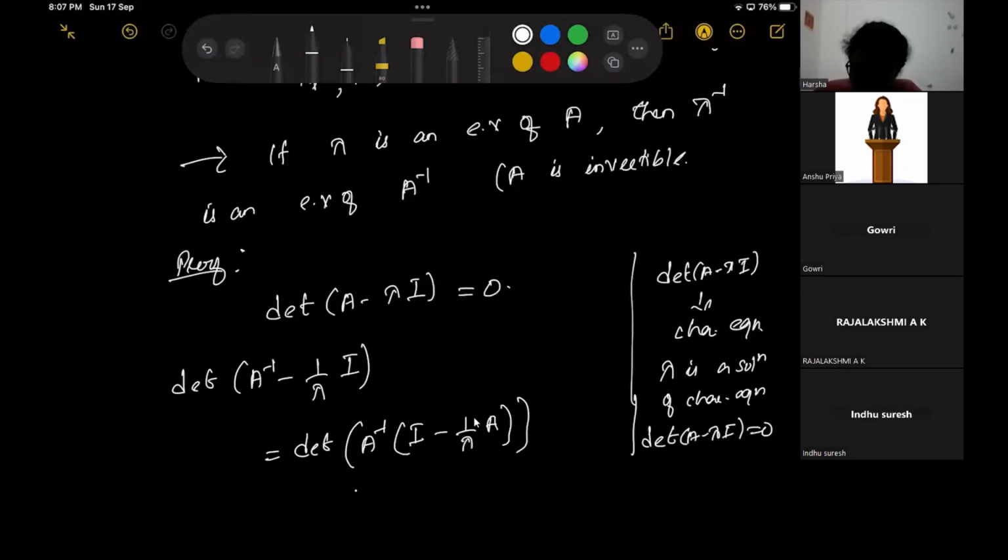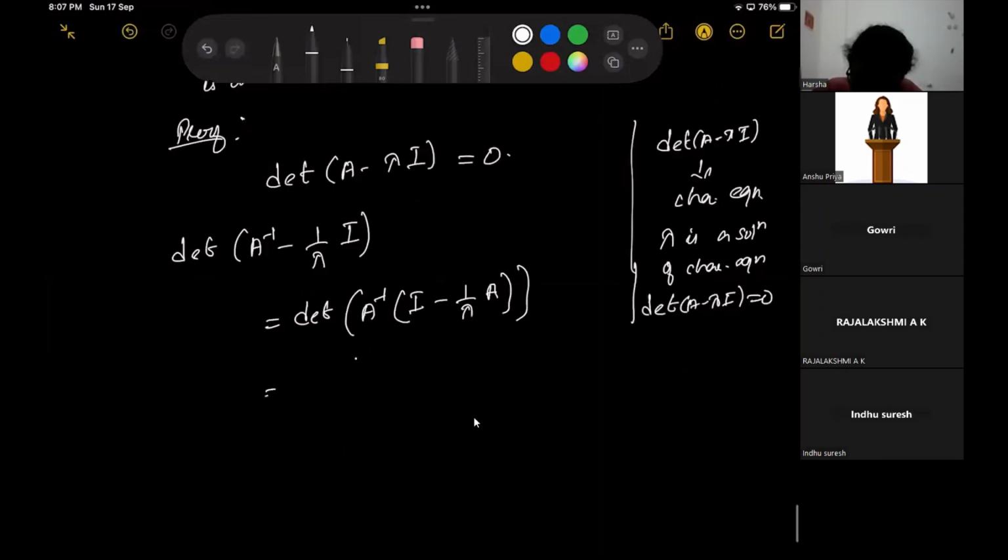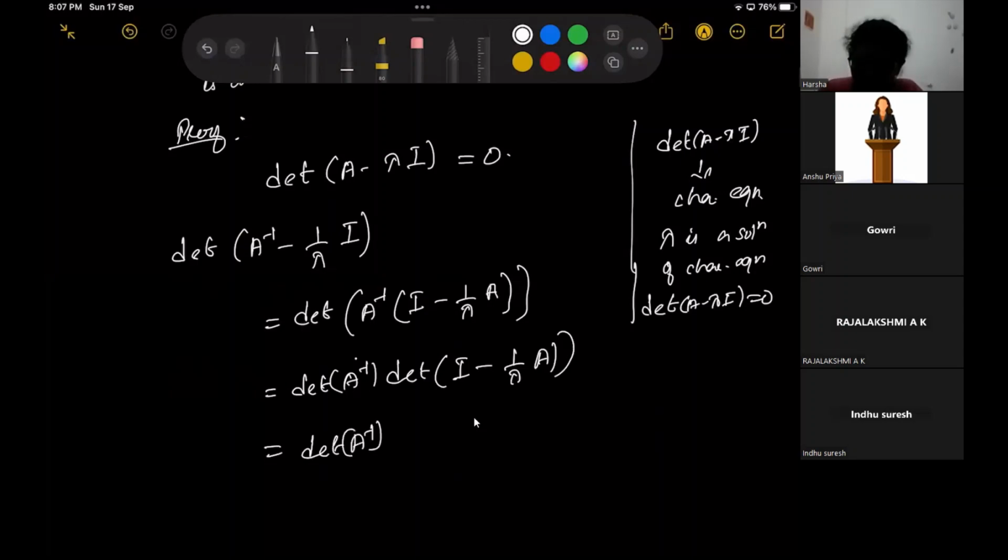So here we will get like this. Now this is determinant of A inverse into determinant of I minus 1 by lambda A. Using the property of determinants, we can split it like this. Determinant of A inverse, let it be there. Here I am taking minus 1 by lambda outside.